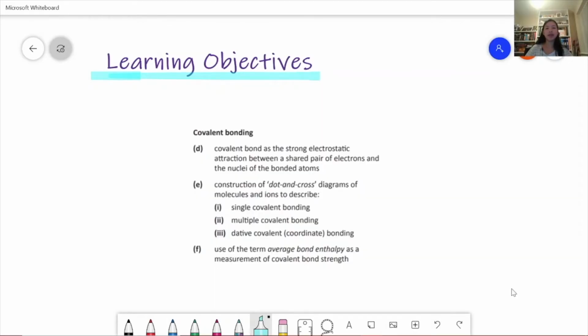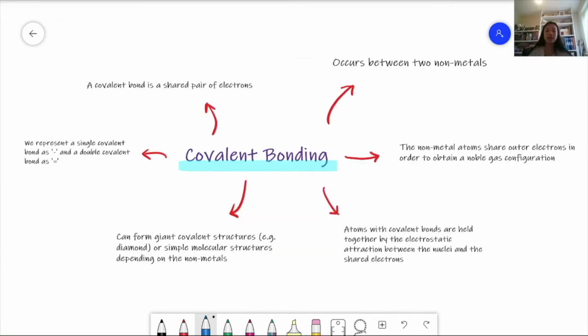Today we're going to be learning about covalent bonding, and these are the learning objectives. So first is to know that a covalent bond is the strong electrostatic attraction between a shared pair of electrons and the nuclei of the bonded atoms. And then the construction of dot and cross diagrams we'll also be looking at, describing single covalent bonds, multiple covalent bonds, and dative covalent bonds, and to also use the term average bond enthalpy as a measurement of covalent bond strength. So we're going to start off with a quick mind map of what covalent bonding is.